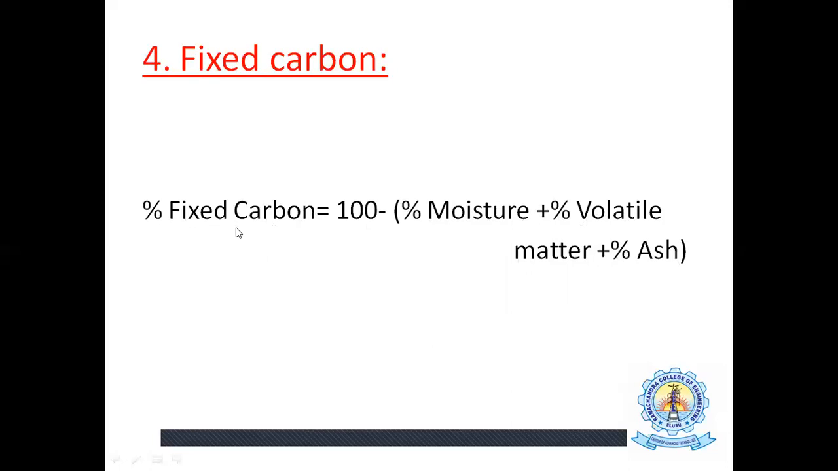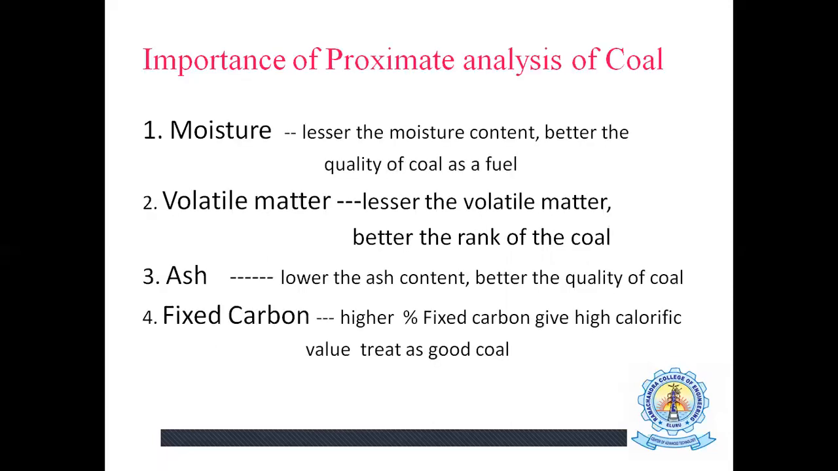So then, what is the importance of these four proximate analyses in the coal? That is called the importance of the proximate analysis. First one, the moisture. What does moisture mean? The water droplets. If water droplets or water vapor are present in the coal, it may reduce the calorific value, because of latent moisture, so that the quality of the coal decreases. The less the moisture content, the better the quality of the coal as a fuel.